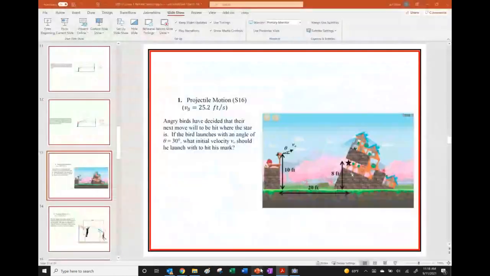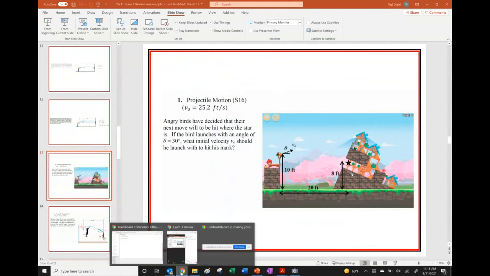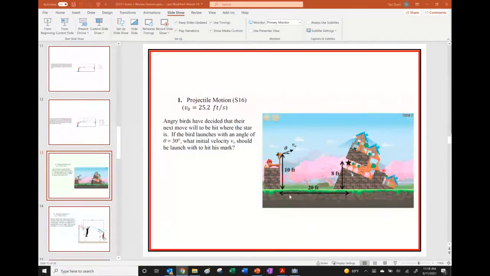Where is the cursor? There we go. Yay, 25.2. Whoopee! Yay for getting the right answer. A lot more satisfying when you get the right answer.